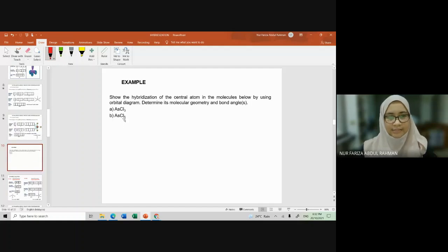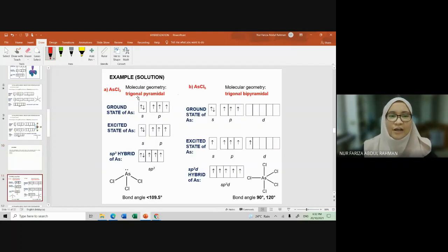Okay, alright. AsCl3, AsCl5. Okay, so you have to prepare the Lewis structure. Mesti kena ada Lewis structure. Okay, so AsCl3. So this is AsCl3. So this will be your Lewis structure. Okay, your Lewis structure, and then you can see the electron geometry is 1, 2, 3, 4. So the electron geometry is tetrahedral.